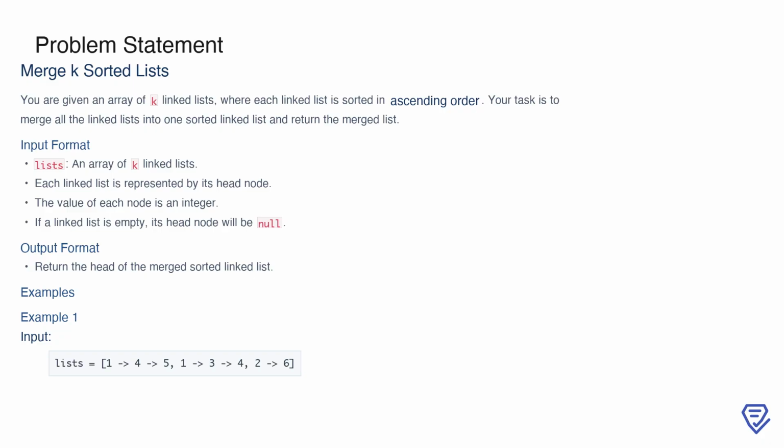For the input format, the array lists contains the head nodes of these k linked lists. Each node in a linked list holds an integer value, and if a linked list is empty, its head node will be represented as null. The output of the problem is the head node of the final merged linked list, which will contain all the nodes from the input lists combined in sorted order.